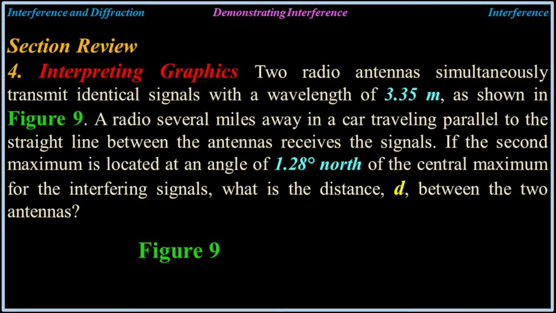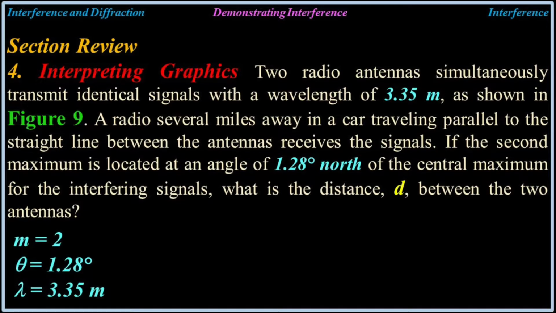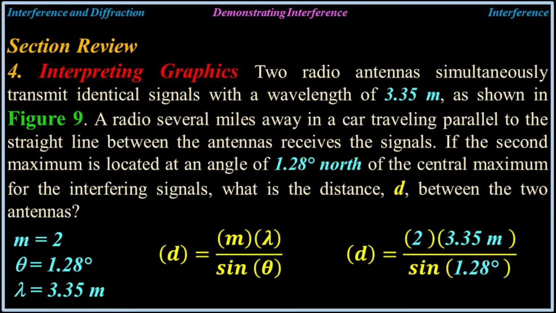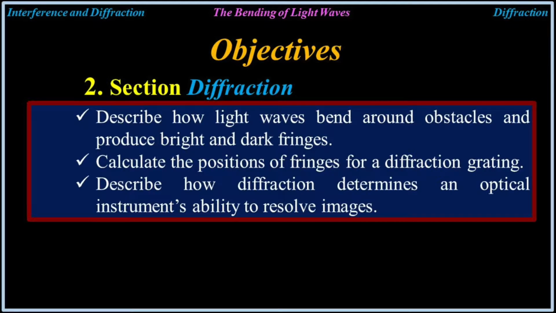That's a little bit more interesting. All right, let's look at Figure 9. There's Figure 9. Notice it's difficult to draw at scale, but fair enough. That's the wavelength, theta, and m. So you're going to solve for d, rearrange the equation, plug in, and solve. And you have d equals 300 meters.